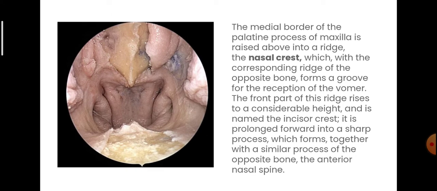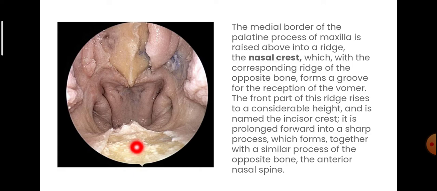The maxillary crest. The medial border of the palatine process of the maxilla is raised above into a ridge, and that is called the nasal crest of maxilla, which with the corresponding ridge of the opposite side forms a groove for the reception of the vomer. This is the rostrum of the sphenoid. This is the crest of maxilla.